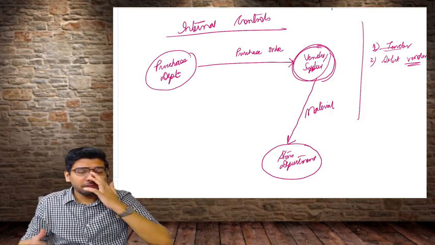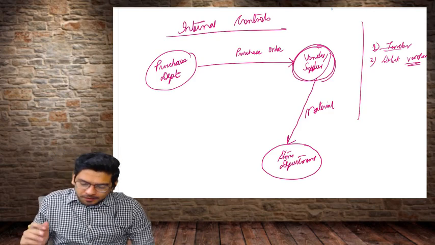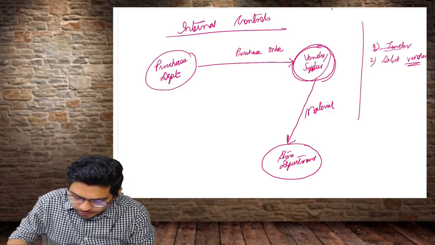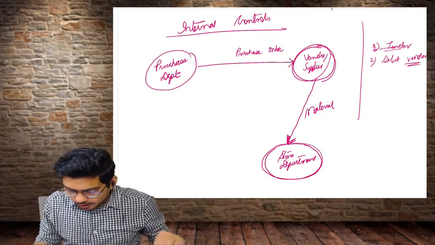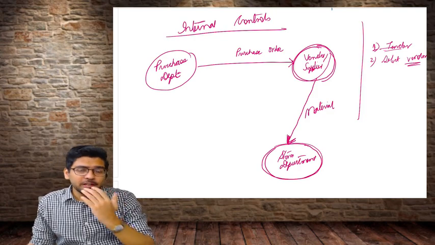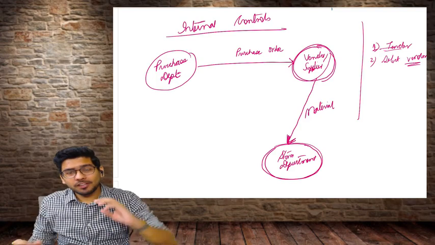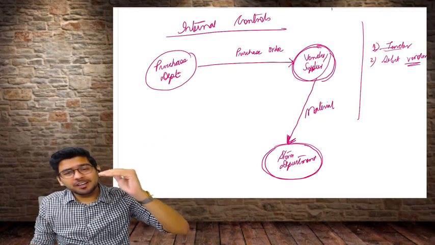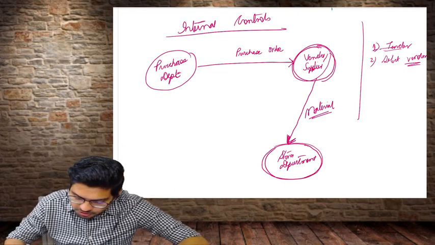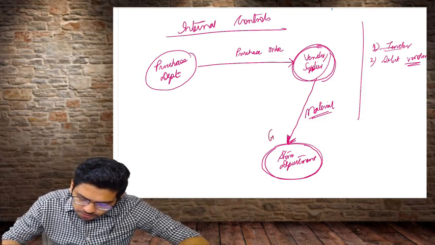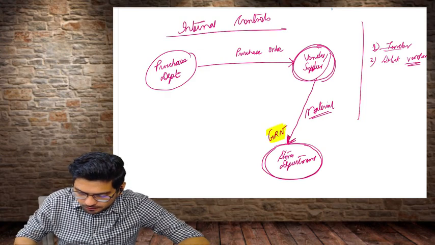Whatever material we have purchased will be received by our stores department. Now please understand, when the material is received by the stores department, they will check whether all the materials that were ordered have been received or not. And for whatever material is received, the stores department will prepare a document which we call a GRN. GRN stands for goods received note.